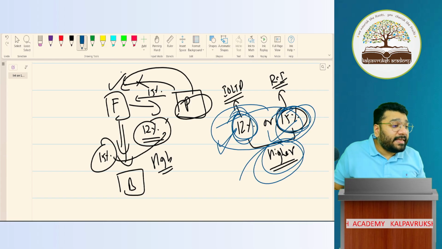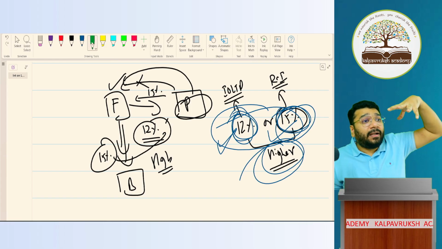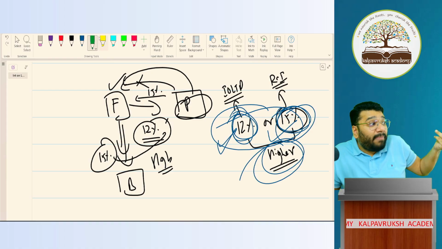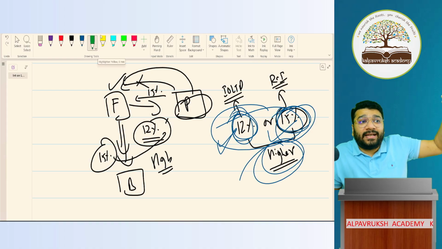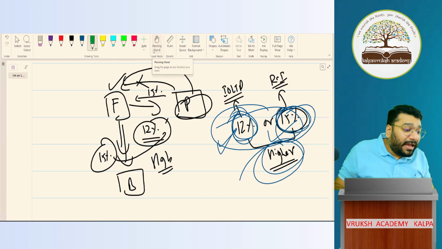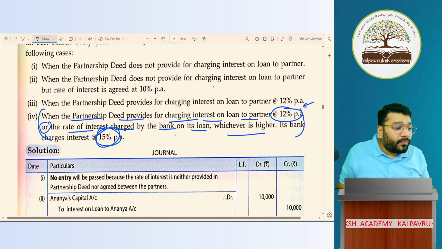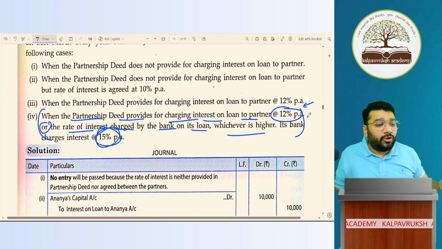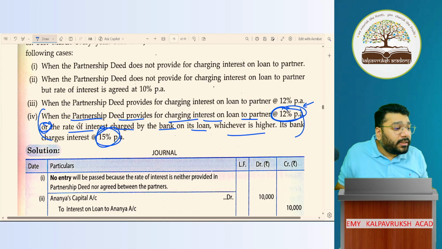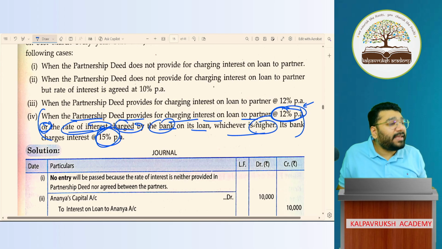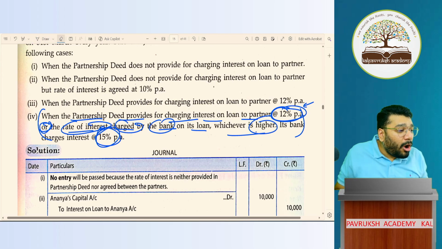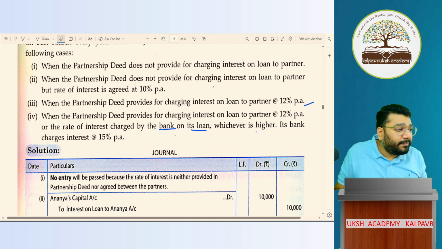To be very precise, at the time of creating the partnership deed, since you were not taking a bank loan, you will not know what the bank interest rate is. So what will you mention there? The language will be mentioned in this way. The interest for this transaction is going to be 12% or the rate of interest charged by the bank, whichever is higher. So this line will be copy pasted as it is in your partnership deed.